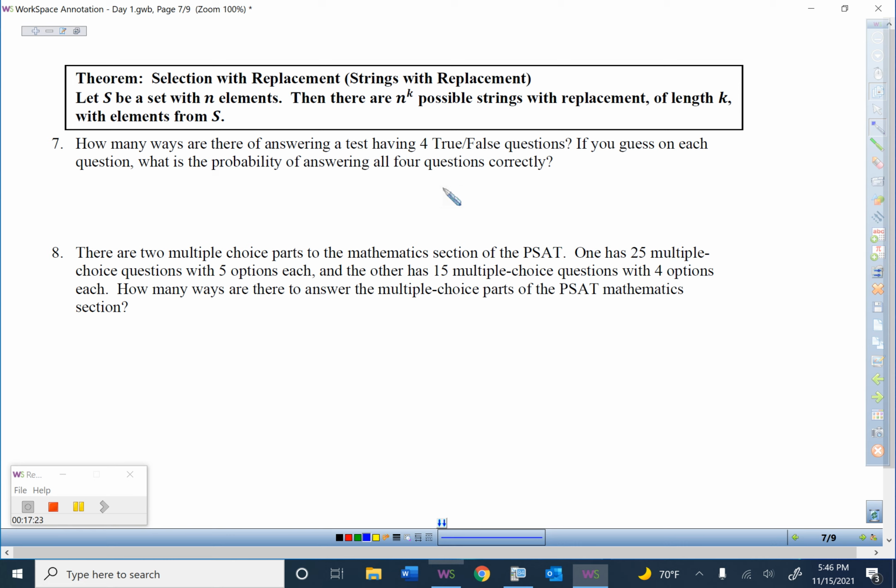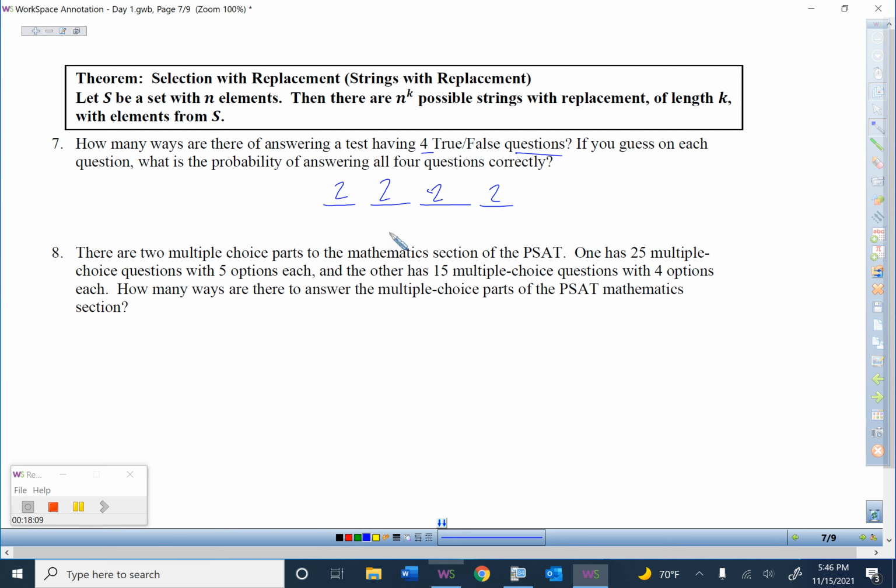So first up here it says, how many ways are there to answer a test having 4 true-false questions? We're going to set this up the same way we did the last one. We're making multiple selections and the pattern is the same, but the whole idea is we've got 4 questions that we have to make choices for. So first, second, third, fourth. But they're true-false questions, meaning I have 2 choices for that one, true or false. Second question, I still have 2 choices, true or false, all the way through.